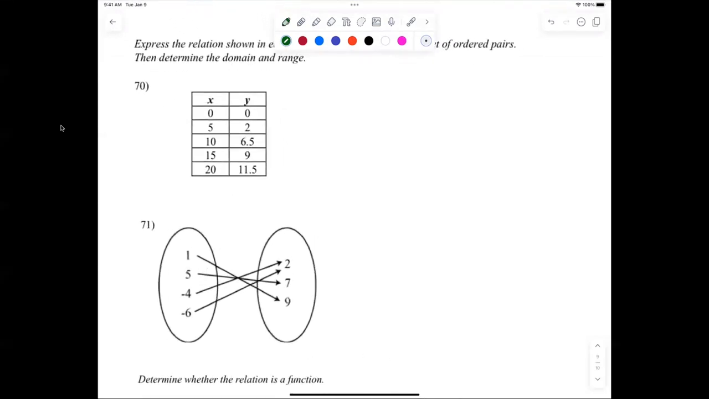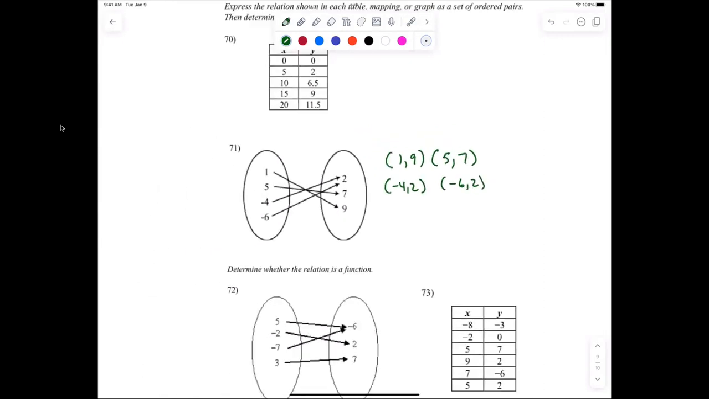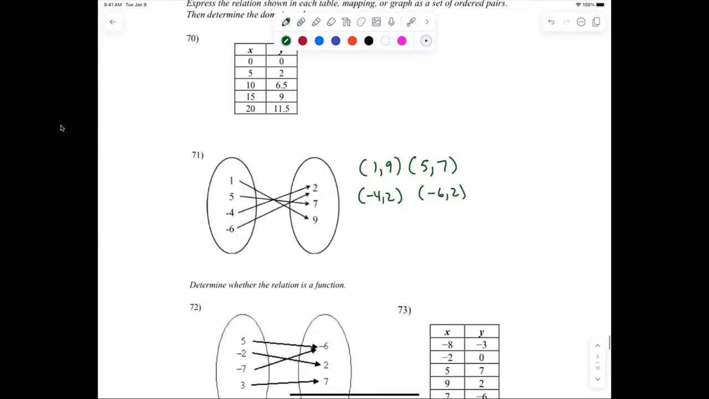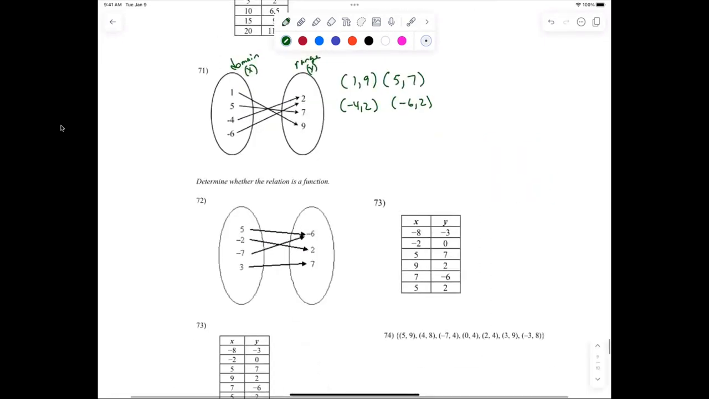Okay, we're going to write 71 as a set of ordered pairs. What are the ordered pairs for 71? 1, 9, 5, 7, -4, 2, -6, 2. All right, they asked for the domain, correct? So right above here, if you want, you can just say domain and range. Domain is the set of x values, and the range is the set of y values. All right, I'm pretty happy with that.